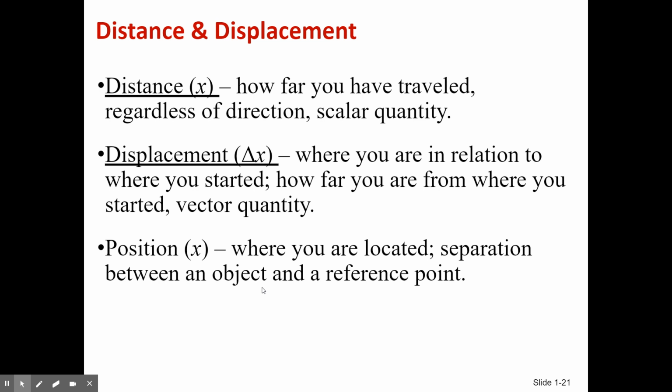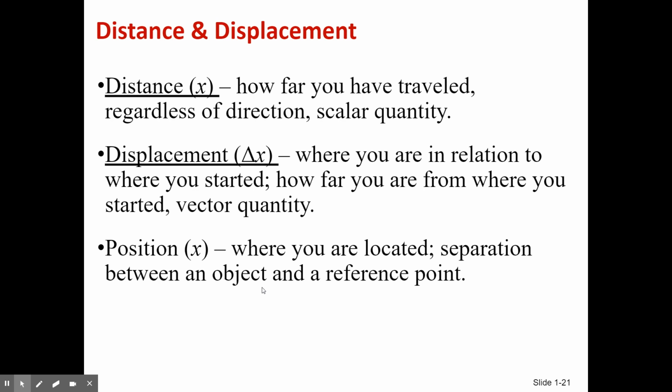Displacement is how far you are from where you started. It's where you are in relationship to where you started. And it is a vector quantity. So the difference between these two is one's a scalar and one's a vector. They both use x to represent distance and displacement. But the difference is that if you have a direction with it, then it's going to be displacement. If it's just how far you travel, and they don't care about the direction, then it's distance.